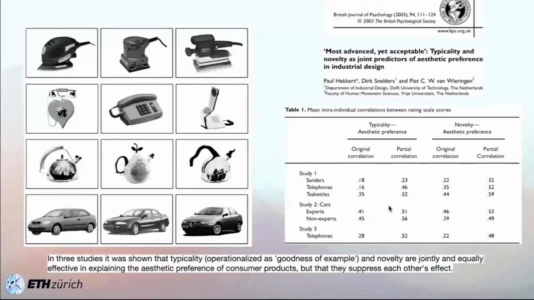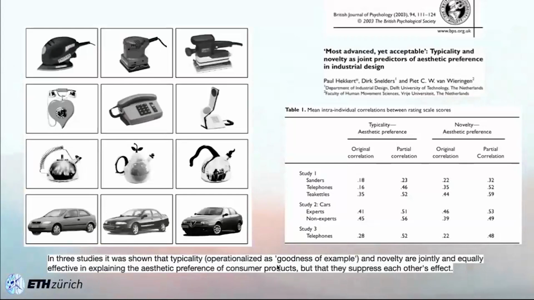This was from the design department at Delft University, but published in a really quite good psychology journal. The title is "Most Advanced Yet Acceptable: Typicality and Novelty as Joint Predictors of Aesthetic Preference in Industrial Design." Here they looked at the design of sanders, like hand sanders, which you can see in the top row, telephones in the next row, tea kettles, and cars.